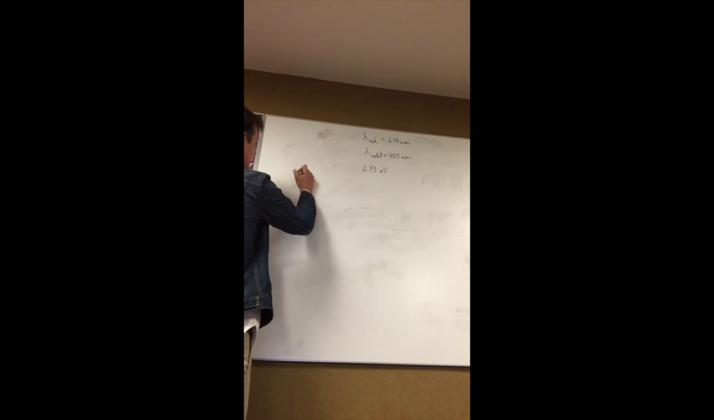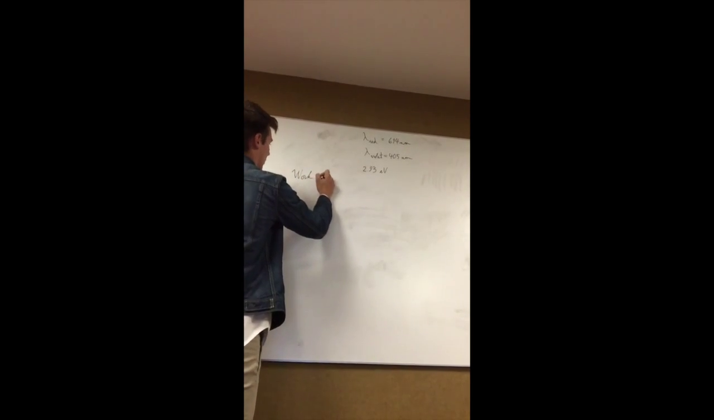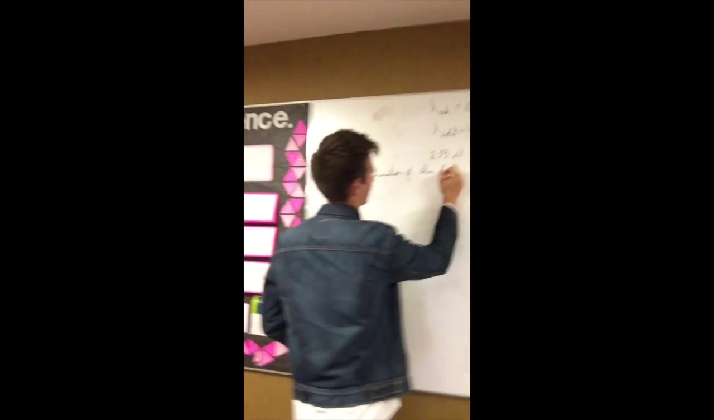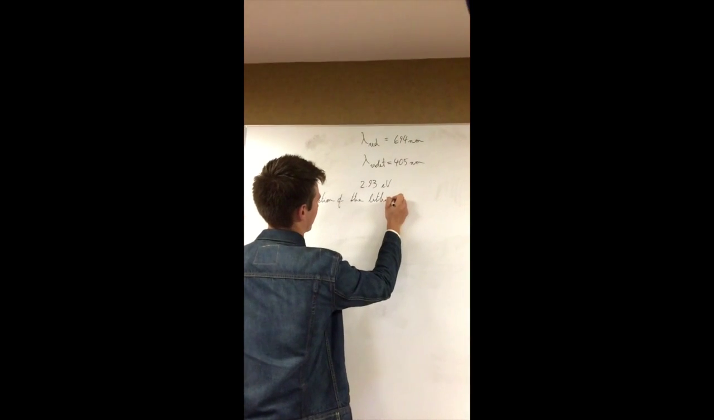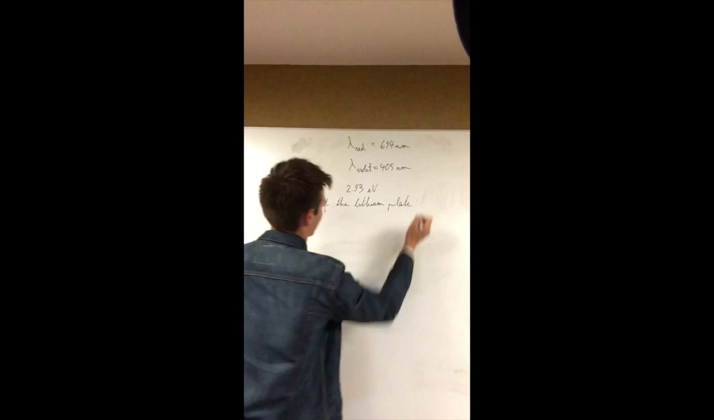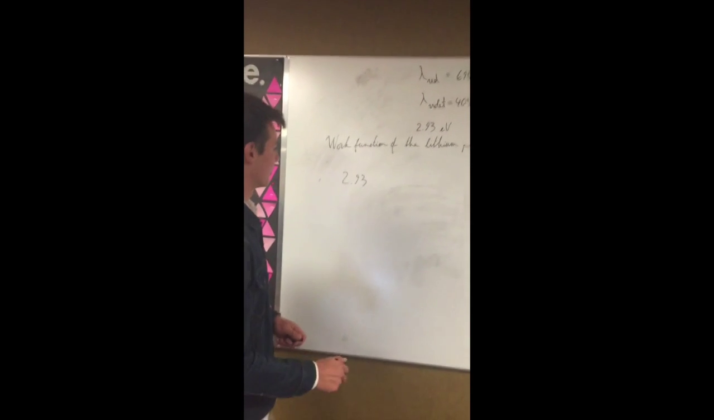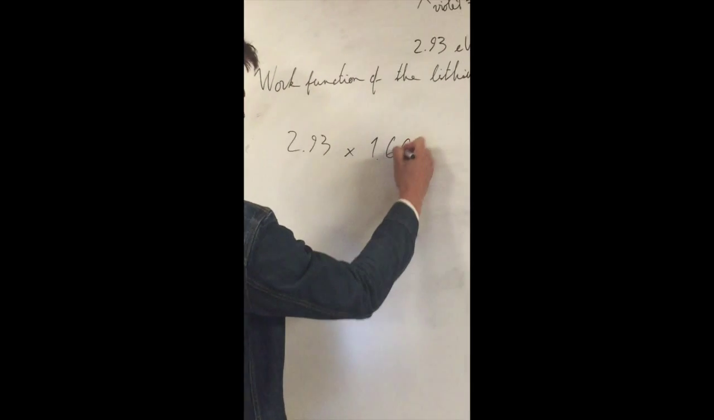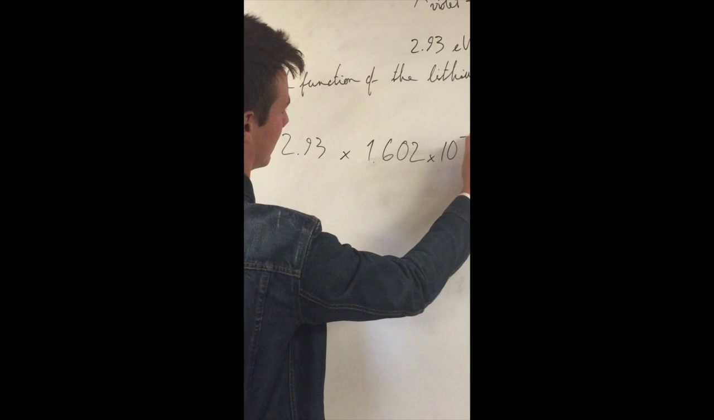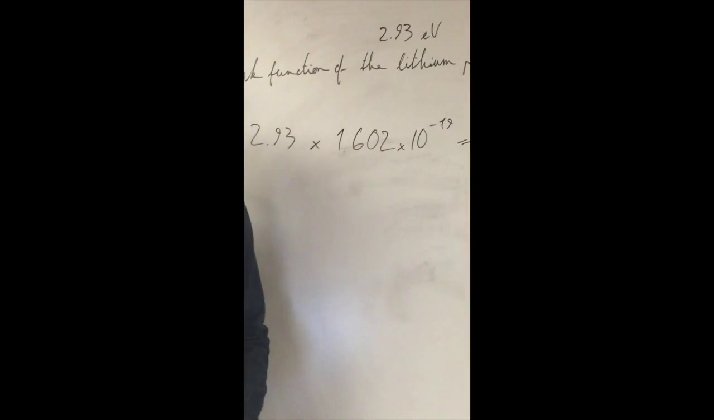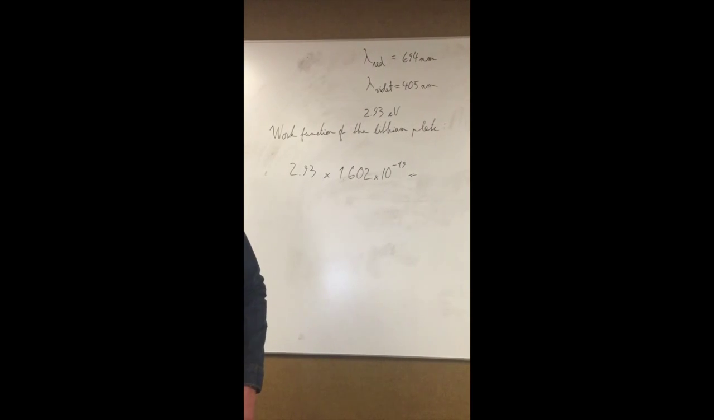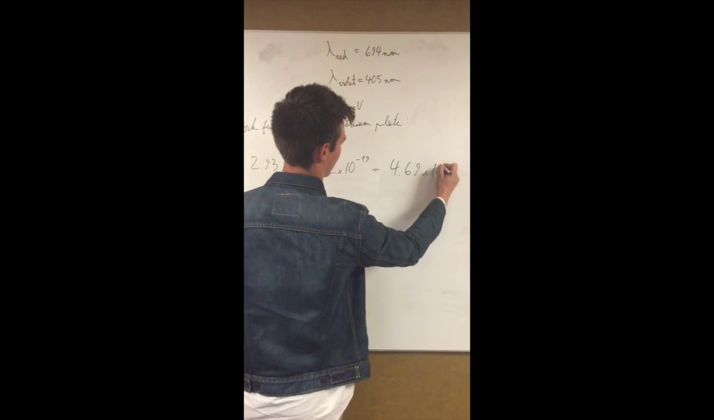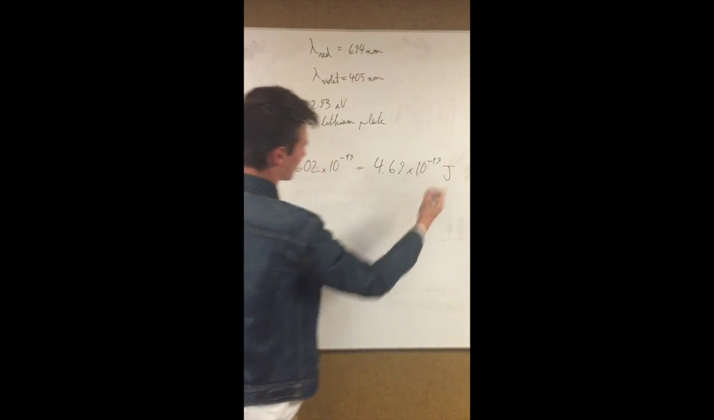So we're going to calculate the work function of the lithium plate. We have 2.93 times our conversion constant, which is 1.602 times 10 to the power of minus 19, and that's going to give us 4.69 times 10 to the power of minus 19 joules.